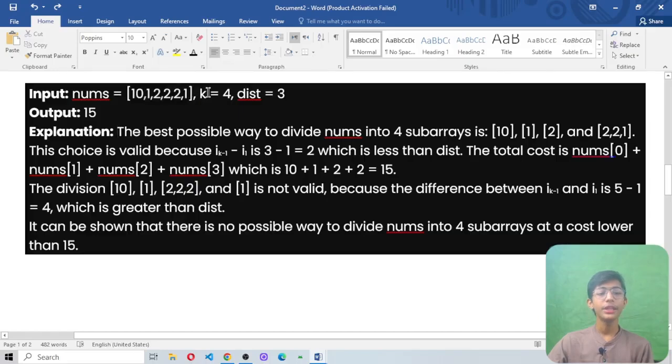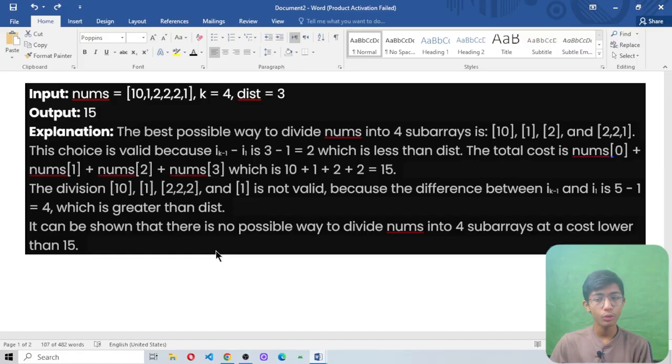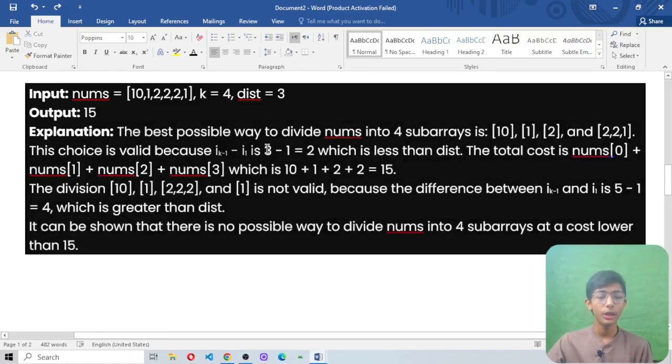Okay, and if you see here, he created one integer by the name of k, in which he wrote down 4, and here he created one dist by the name of 3. The output is 15. So why? Because the best possible way to divide nums into 4 subarrays is [10], [1], [2, 2], [2, 1]. This choice is valid because this formula is less than or equal to dist.